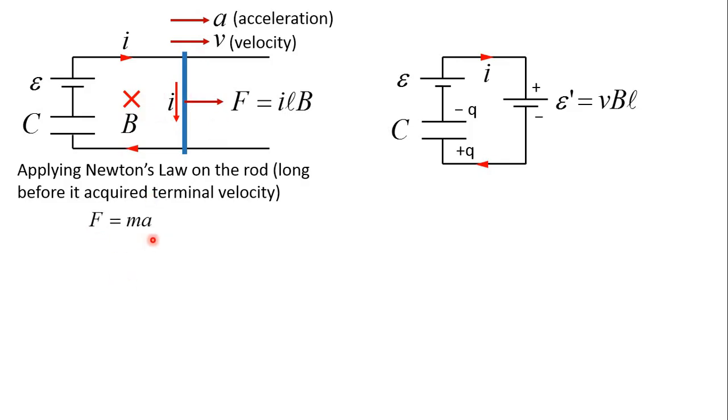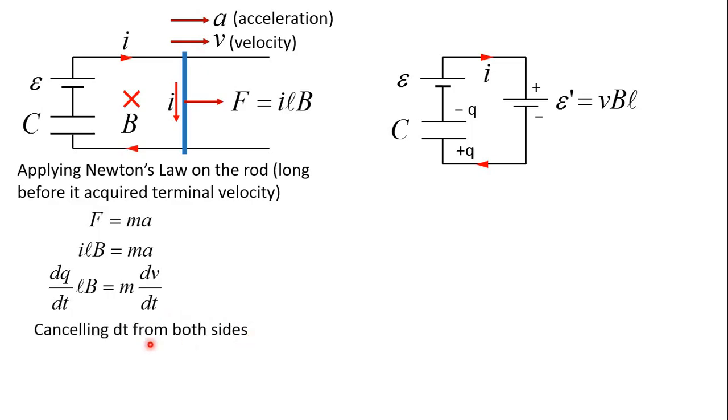So F is equal to ma. Net force is equal to mass into acceleration. The force is ILB on the rod. Current I can be written as dq by dt and acceleration as dv by dt. I am talking about the moment long before attaining the terminal velocity. At that time the velocity was changing with time, therefore acceleration is dv by dt. The current was also increasing at that time, so I is dq by dt.